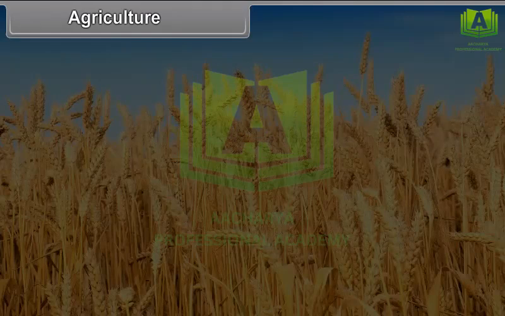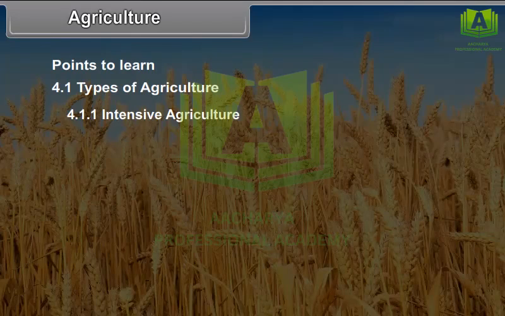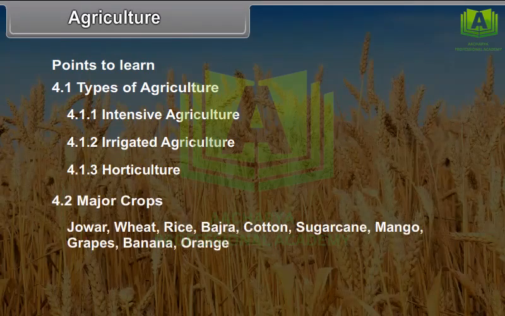Chapter number 4, Agriculture. Points to learn. Types of agriculture. Number 1, intensive agriculture. Number 2, irrigated agriculture. Number 3, horticulture. Major crops: jowar, wheat, rice, bajra, cotton, sugarcane, mango, grapes, banana, orange.